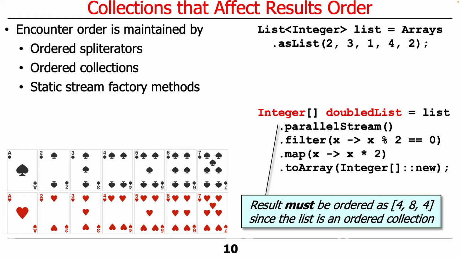And so the results of this thing must be 4, 8, 4, because we only keep even numbers, and the first even number was 2, the second even number was 4, and the third even number was 2. So we multiply all this by 2, we end up with a result 4, 8, 4. And because of the properties of the list, the array list, because list is an ordered collection, we know that the results have to be that.